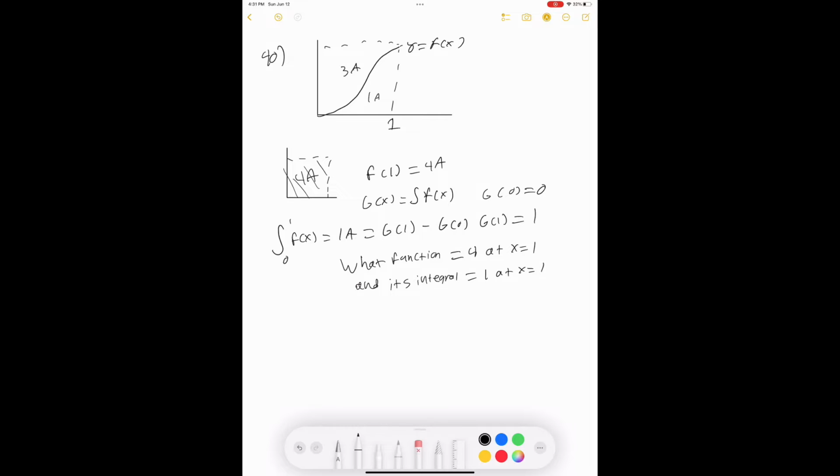And if you just think about it, the only one that came to mind for me was x to the fourth, because its derivative, which is the function we're looking for, is 4x cubed. That was the only one that I thought of that gave me a 4, gave me a 1, gave me a 0. So one answer is definitely x to the fourth, and 4x cubed is the actual function. There might be others, but 4x cubed worked pretty well for me.